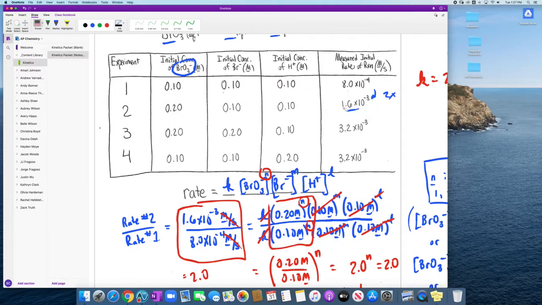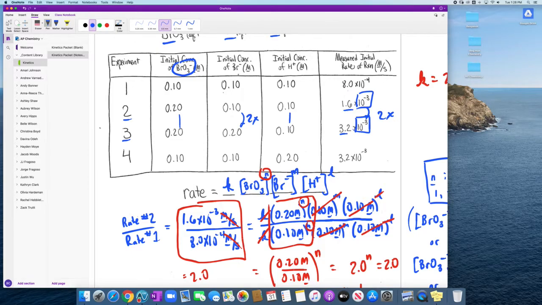All right, let's have a look at some of these other ones. When we compare experiment 2 and 3, we've held that one constant, and we've doubled that one. Here we can see the rate also doubles. 16 goes up to 32. The power of 10 is the same, so we can compare 16 to 32. That's twice the rate. These little notes I'm writing are not a clear enough justification. Go ahead and state it in words.